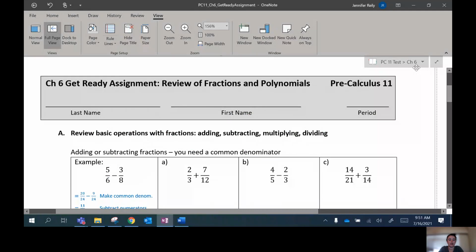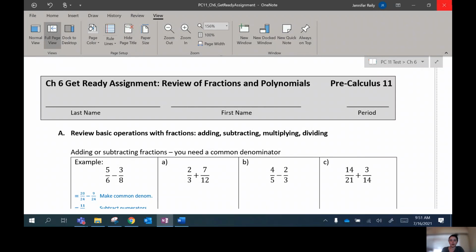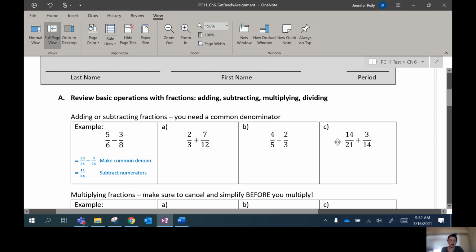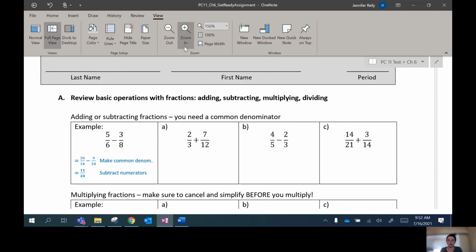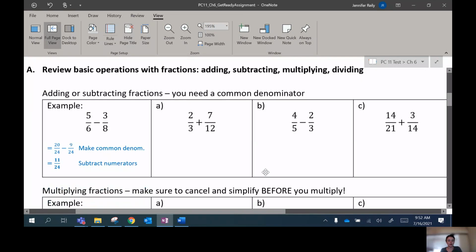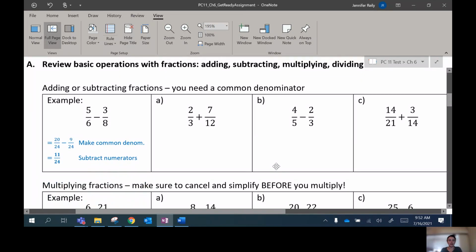Okay, welcome everyone. This is a video to go over the Get Ready assignment for Chapter 6. And we're going to be reviewing fractions and polynomials today to get ready for this chapter. This goes all the way back to probably grade 8. We are going to be adding and subtracting, multiplying, dividing fractions, so we need to remember the rules for those. So let's just start with the adding and subtracting.